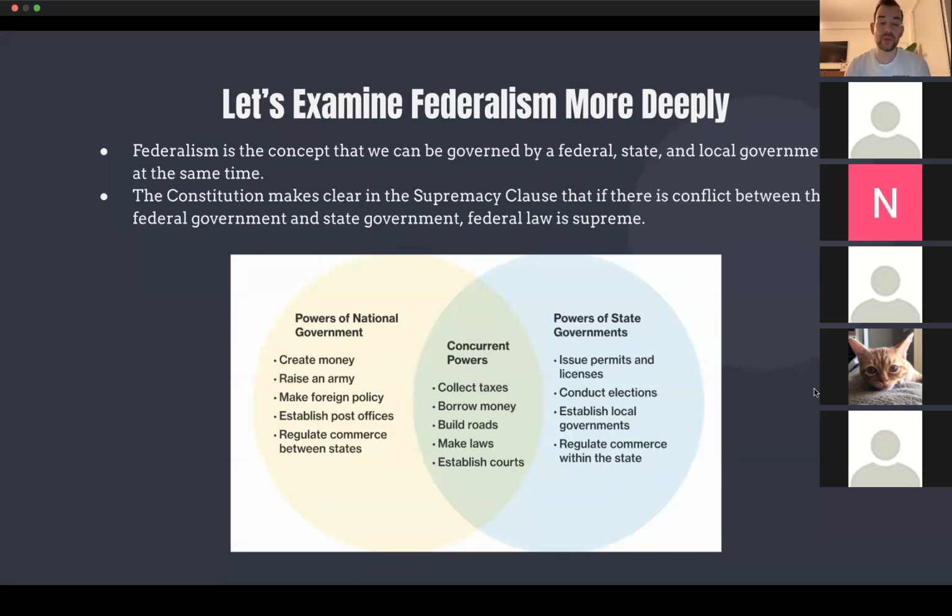And then issuing permits and licenses, right? You can get a state driver's license. There are all kinds of powers that are unique to the state. And then right down the middle, concurrent powers are powers that both governments share.